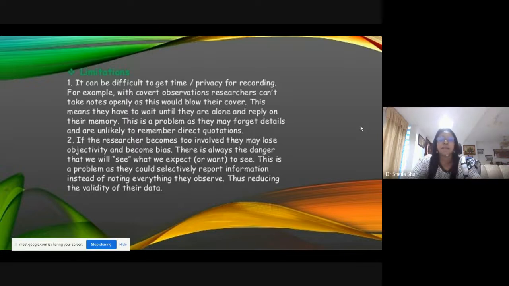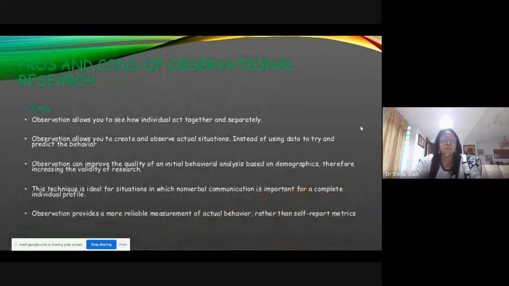This is a problem, that they could be selectively reporting information. So the negative part they never report because they are doing a study on that. So if it's like that, normally the factor there is bias and also not valid. Yeah, not valid.